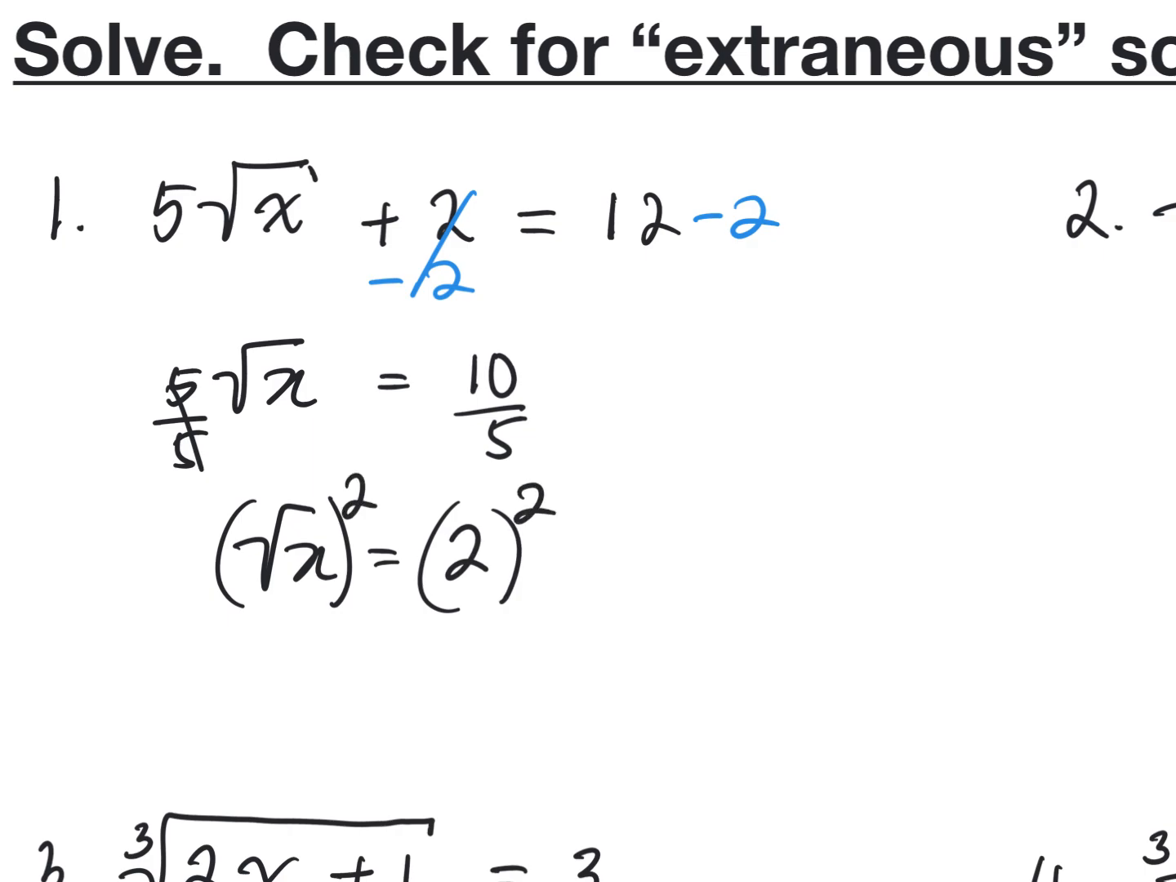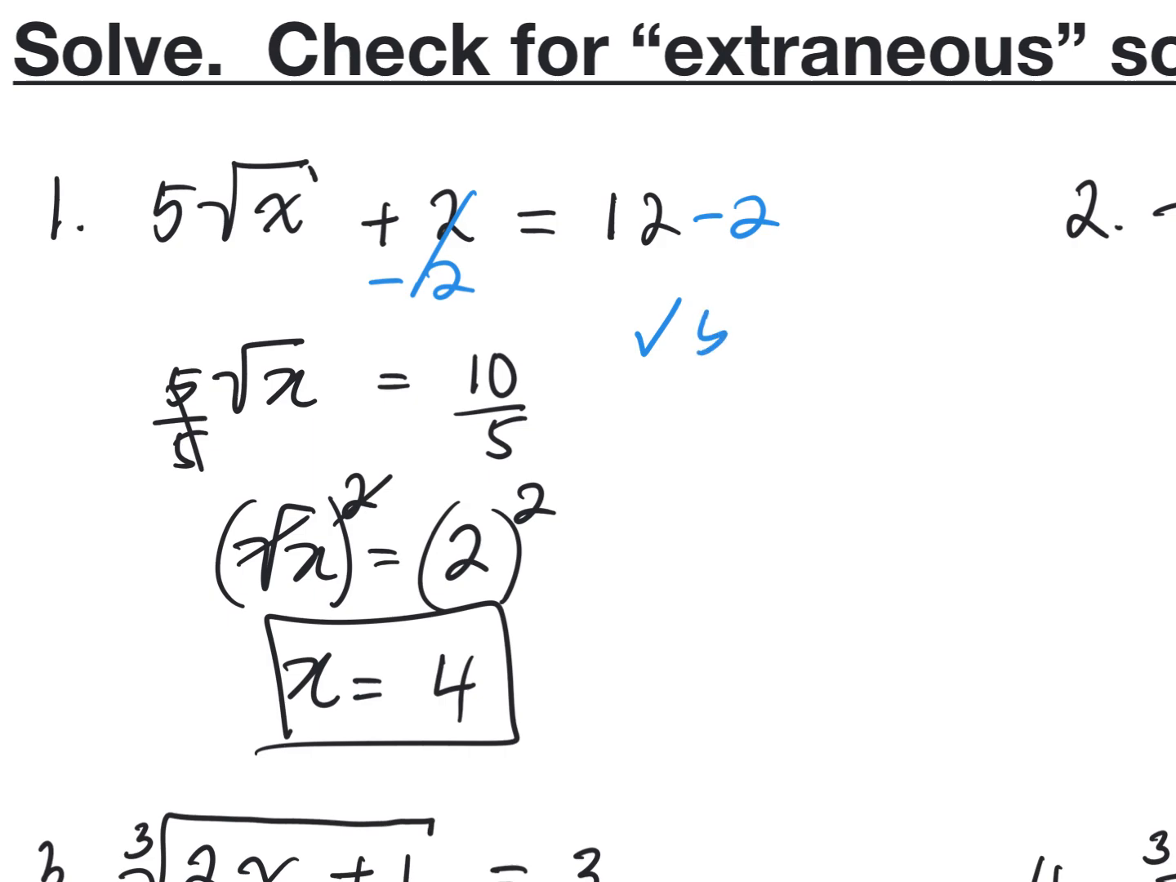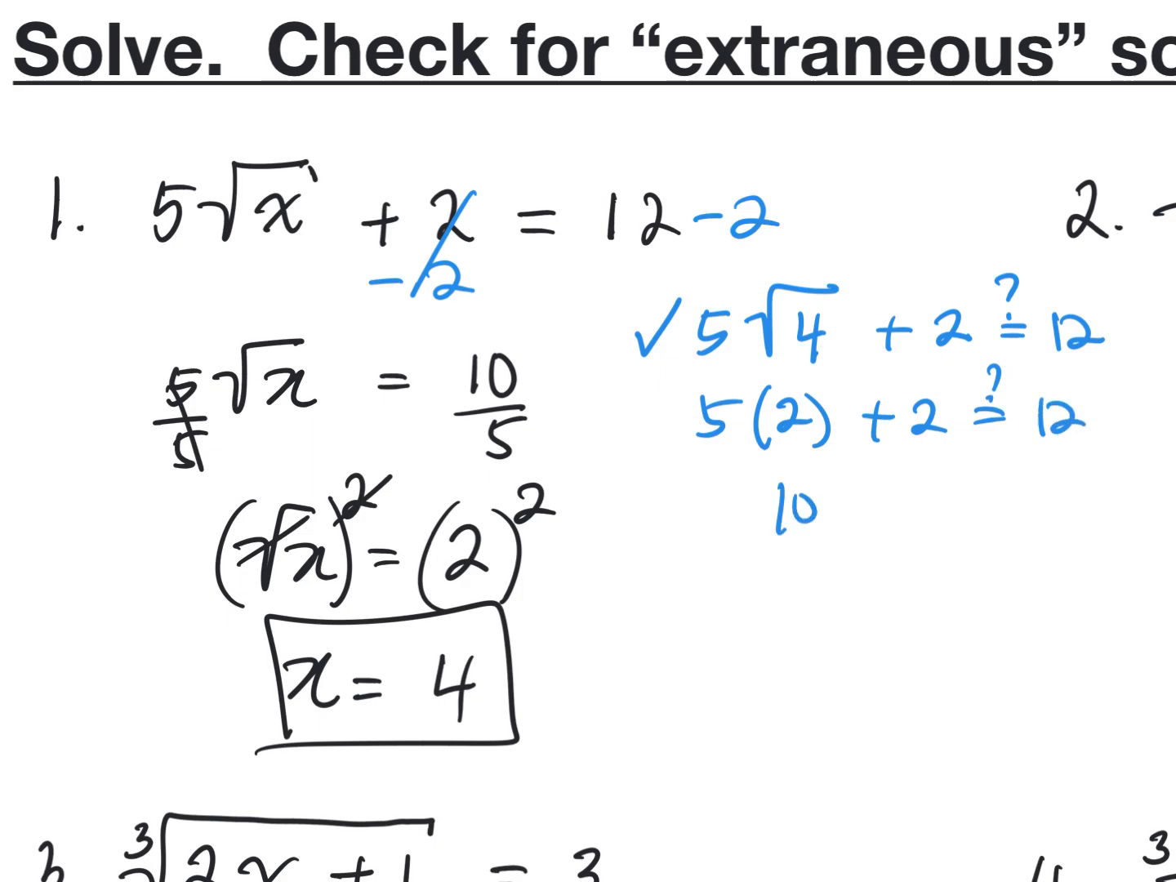Okay, let's raise both sides by 2. Therefore, the value of x here is equal to 4. Now, let's do some recheck in here if our answer is correct or not. Let's put it in its original equation, which is going to be 5 square root of 4 plus 2. Is it equal to 12? Okay, 5, the square root of 4 is 2. Plus 2, is it equal to 12? So 5 times 2 is 10 plus 2. Okay, is it equal? Yes, we found out that it is correct. Therefore, our answer is correct.